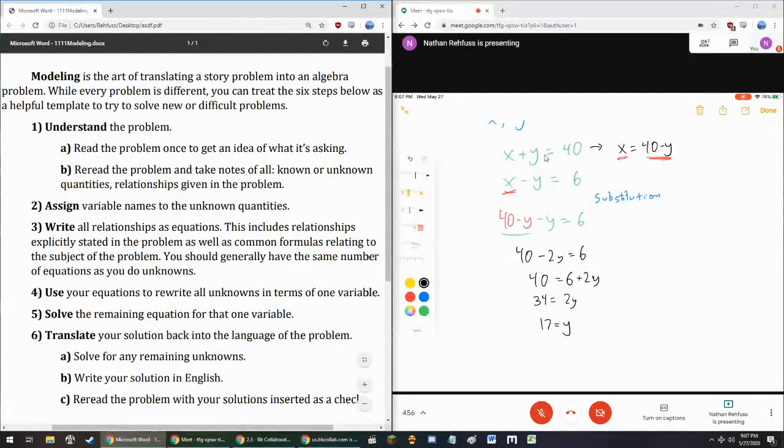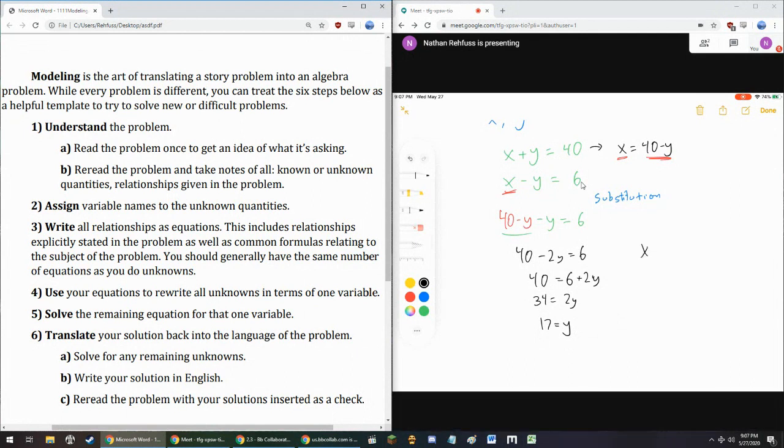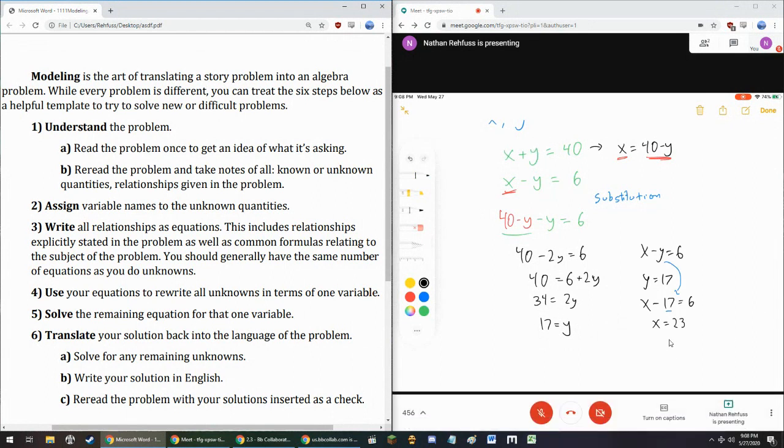I know the value of y, I need the value of x. Well, I know if x minus y is 6 and y is 17, then x minus 17 is 6. That's actually another substitution right there. I replaced the y with the 17. So then I can add 17 to both sides and say x is 23. Of course, you could probably do that without the algebra. You could just say, well, if they add up to 40 and one is 17, the other's got to be 23.